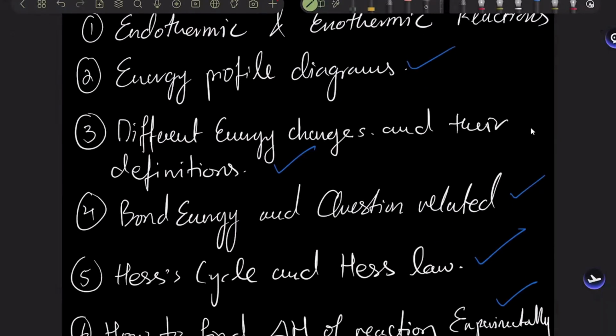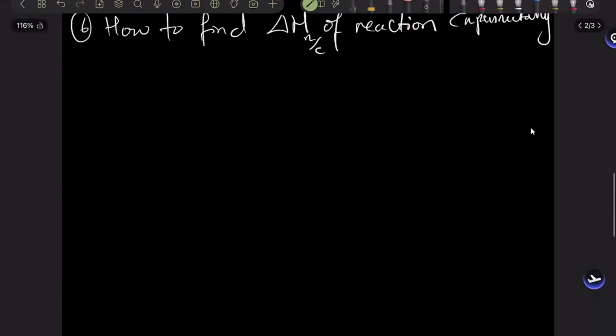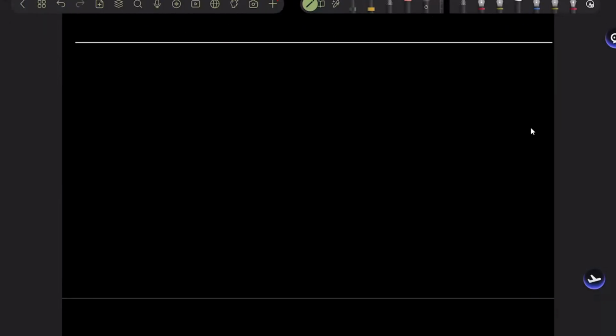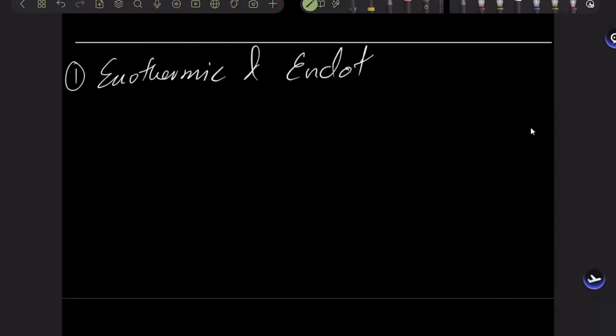Anything that might be left out, we'll cover that in the past paper session. And when we do the past papers, anything that is extra and that we find new, we'll automatically add that into our notes later. Clear? Yep. So let's start from the first topic, that is energy changes, that is exothermic and endothermic reactions.